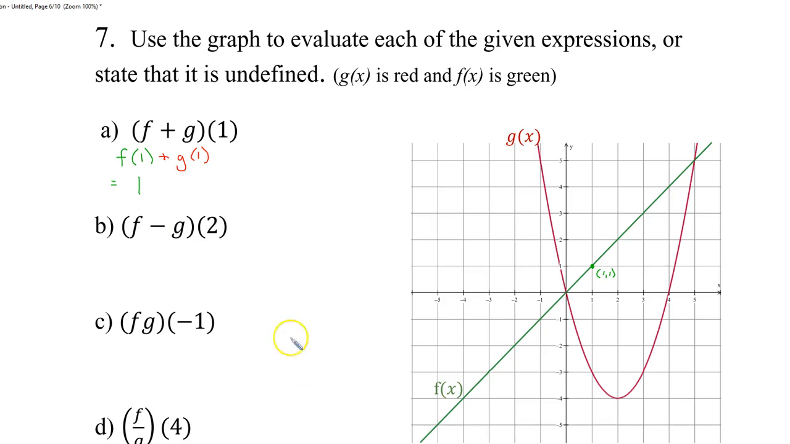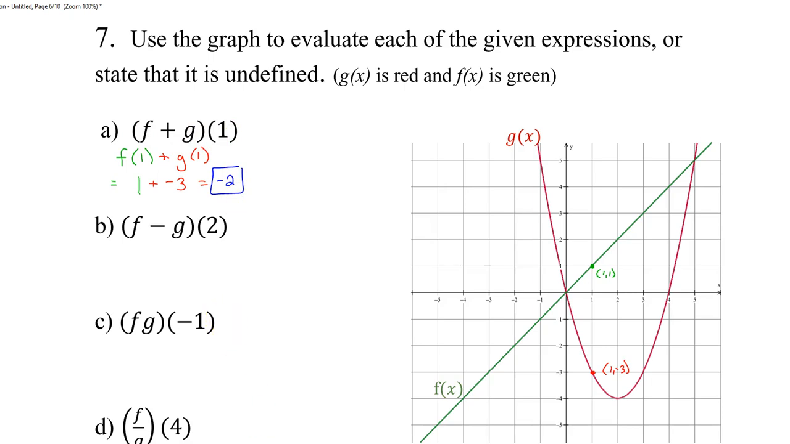And so that tells me that f of 1 has a value of 1. I'm going to add to that the value I find for g of 1. So again, I'm going to 1 on the x-axis. I'm going to my red graph or my g graph. There's a point here, and this is the ordered pair 1, negative 3. So g of 1 has a value of negative 3. And so now when I combine these two values together, I find that 1 plus negative 3 has a value of negative 2. And so that means that f plus g of 1 is negative 2.